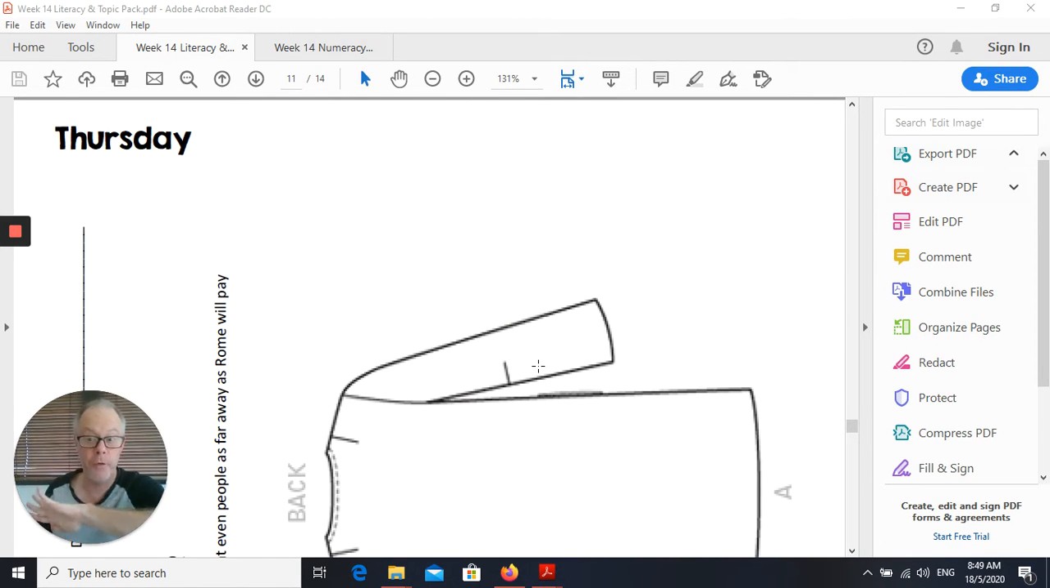Okay, so let's put adverbs to one side. It's Thursday in your literacy topic pack, and we are looking at history today.